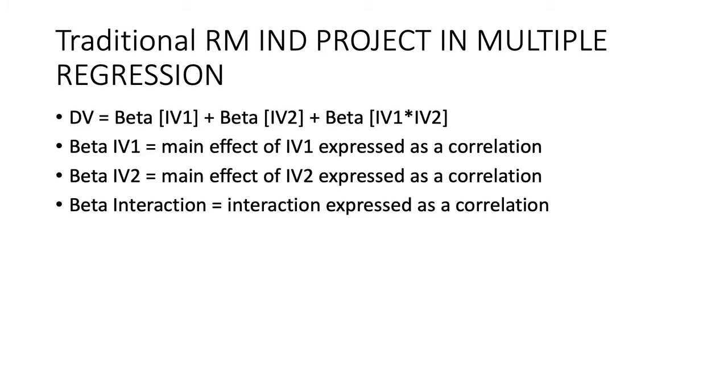Now, let's just put your research methods project into a multiple regression framework. Your dependent variable equals the beta of your independent variable 1 plus the beta of your independent variable 2 plus the beta of your interaction. So beta of your independent variable 1 is just your main effect of independent variable 1 expressed as a correlation. Your beta of independent variable 2 is your main effect of independent variable 2 expressed as a correlation instead of an F stat. Your beta of your interaction is just an interaction expressed as a correlation, right? Instead of an F stat.